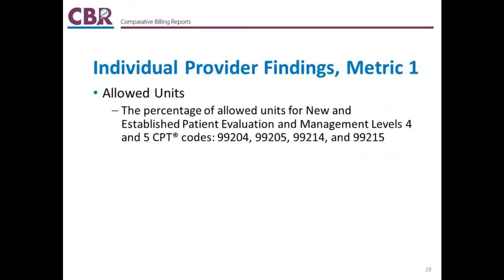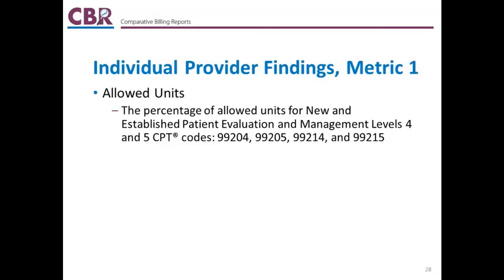In order to take a specific look at the findings of the CBR, as I said before in our review, the CBR will contain a series of tables as well as the explanations for how each metric is calculated. So let's start with metric 1, allowed units, which shows the percentage of allowed units for new and established patient visits levels 4 and 5.